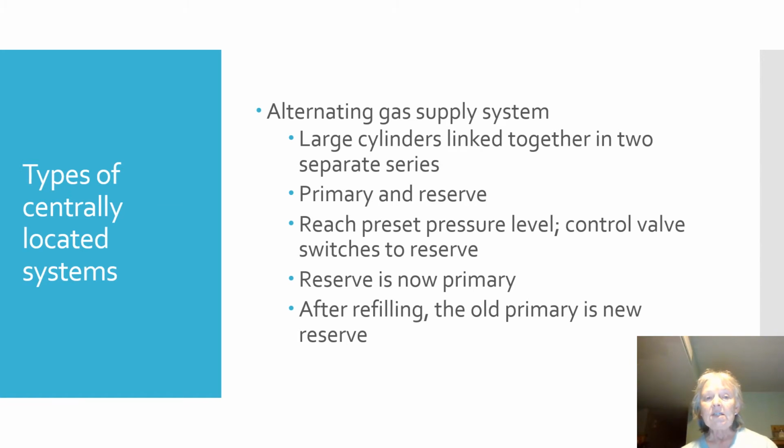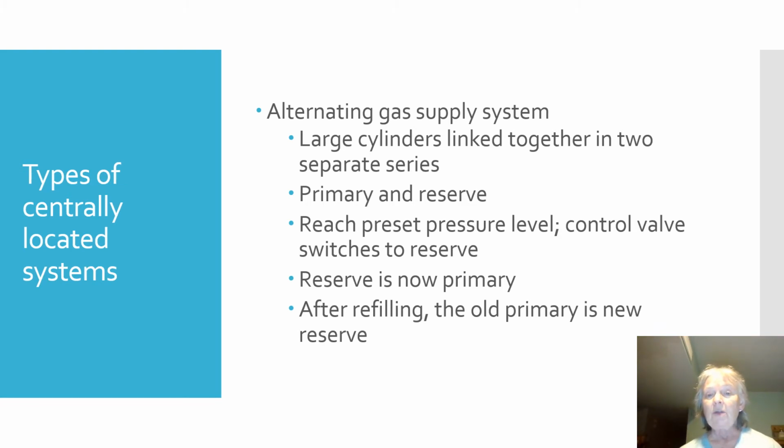So there's different systems that you can have. One is an alternating gas supply system. This is where you can actually get away with large cylinders. Your hospital's not that big. It could be just a little clinic somewhere, a little bit bigger than, say, the CVS clinic or one of the other little clinics that we have, but not big enough for a hospital.